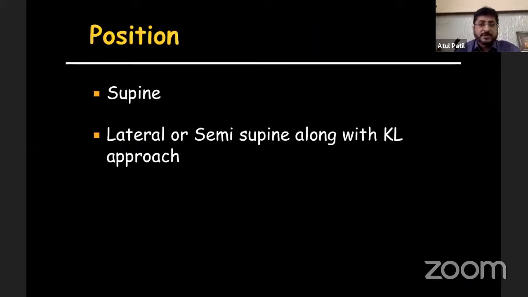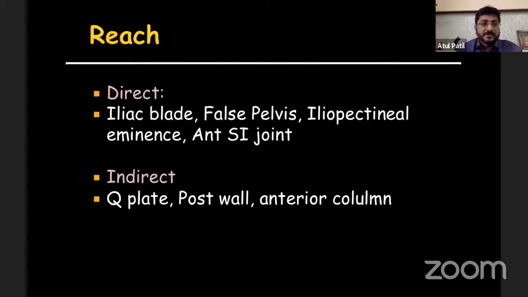The most important thing to know is that this is an approach which you can do in supine position as well as in semi-supine or lateral position. So when I do this iliofemoral approach along with the AIP, that is STOPA, I keep the patient in supine. And when I do this approach along with the Kocher-Langenbeck approach, I keep the patient in lateral, perform the Kocher-Langenbeck approach, and then go to semi-supine position and perform the modified iliofemoral approach. So this is the position.